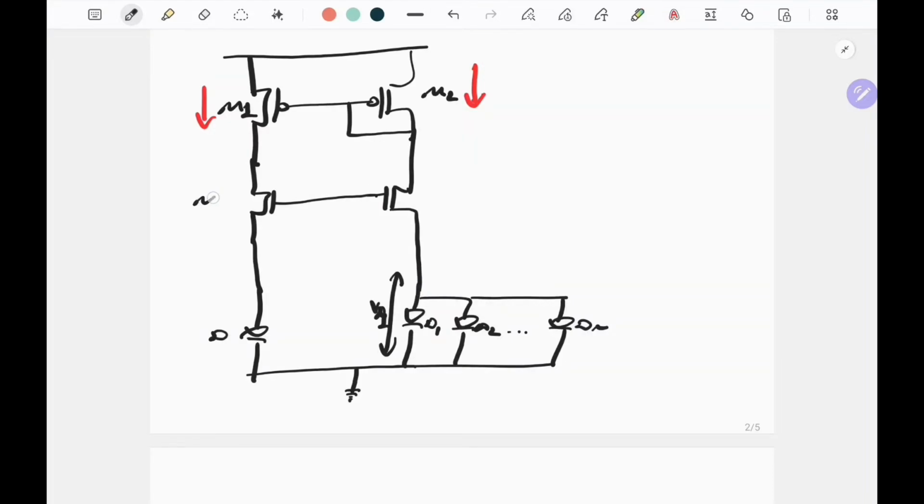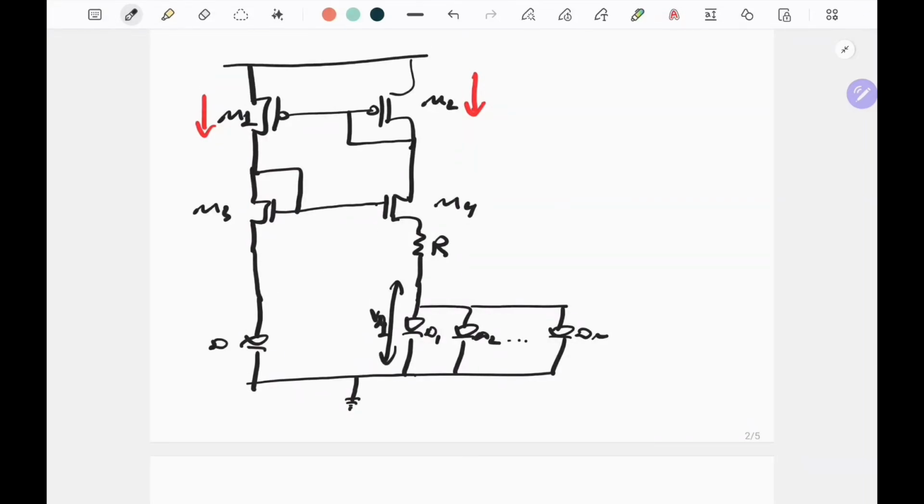Let's call it M3, M4. And let's put the resistor here. So this is the resistor R. So now let's prove that indeed the top terminal of the resistor R here, this voltage is equal to VD.